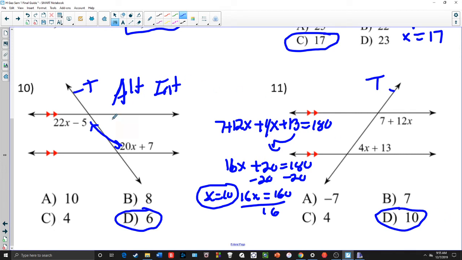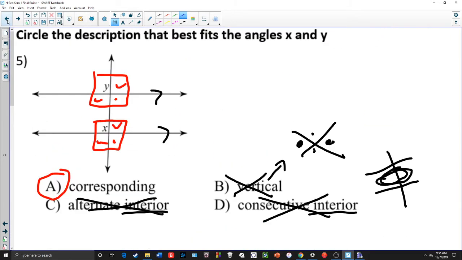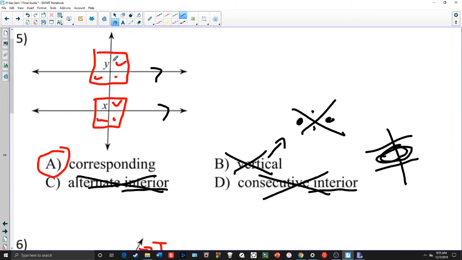So remember, alternate angles are equal to each other. Consecutive angles add up to 180. And then corresponding angles, which we didn't necessarily show here, look like this. Let's actually go back here. So corresponding angles like these are also going to be equal to each other.